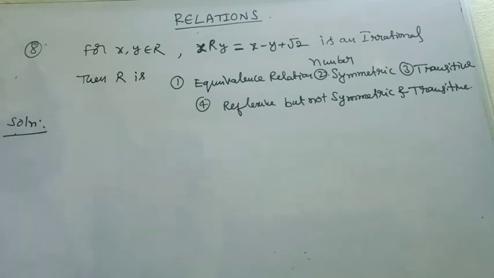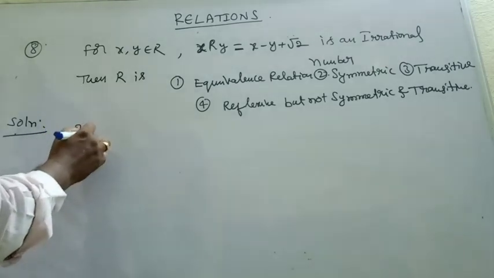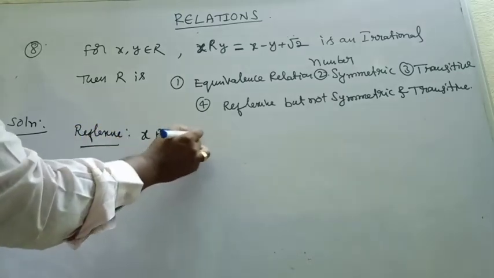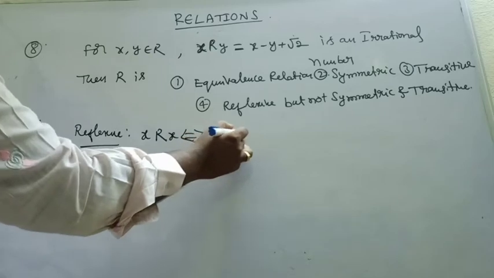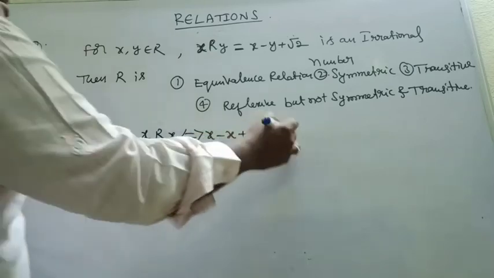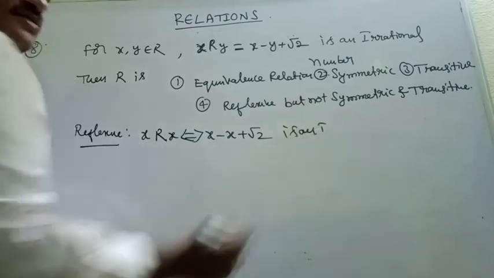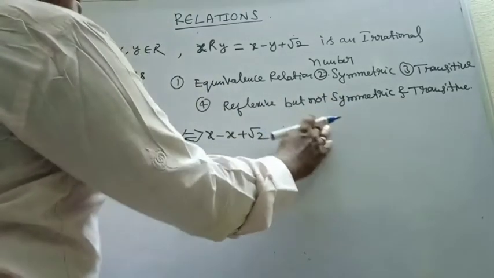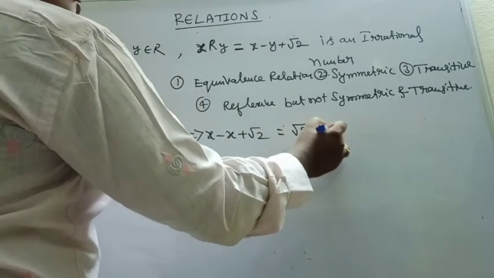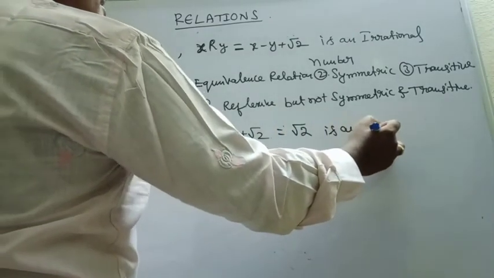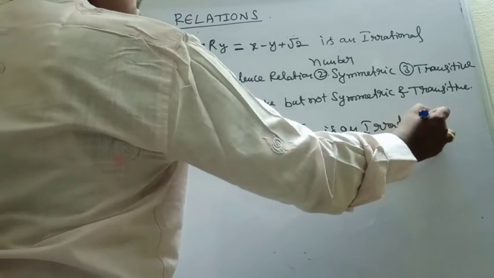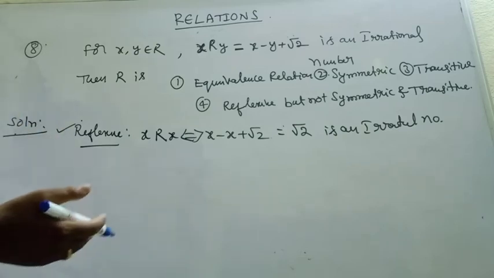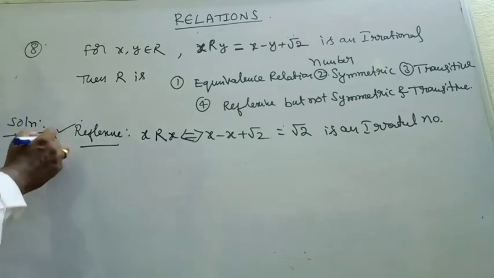My dear students, first we have reflexive. Let us check reflexive. What is reflexive actually? x related to x. That means x minus x plus root 2 is an irrational number, right? x minus x is 0, so we get root 2. Now root 2 is an irrational number. That is true. Therefore, it is reflexive. No doubt in it. Option 1 is correct.